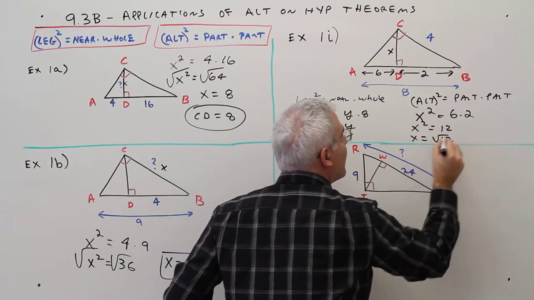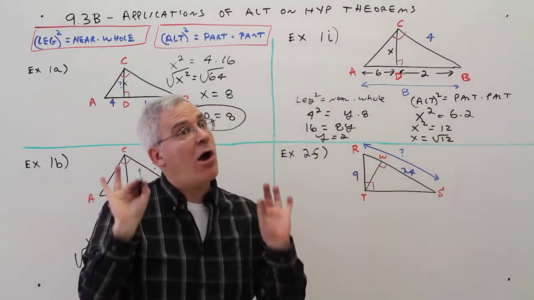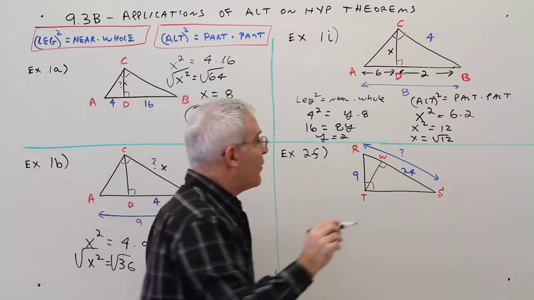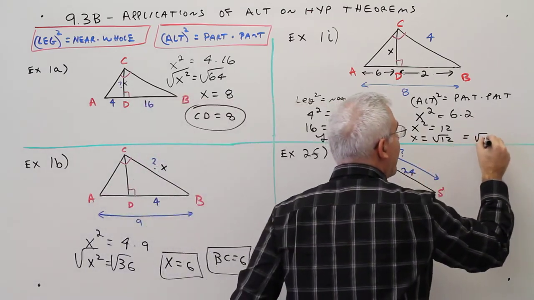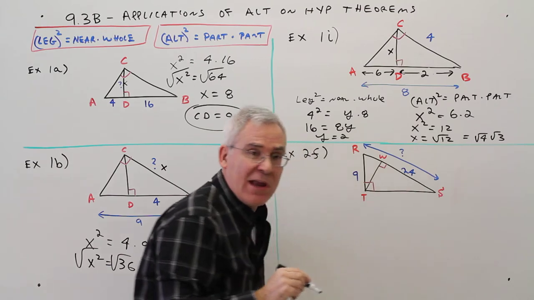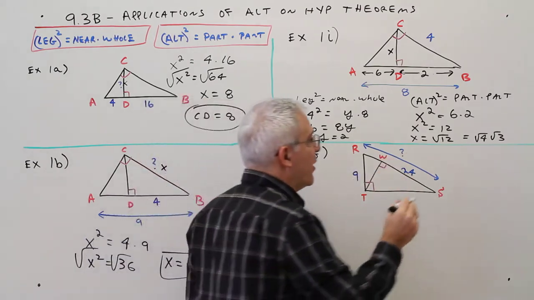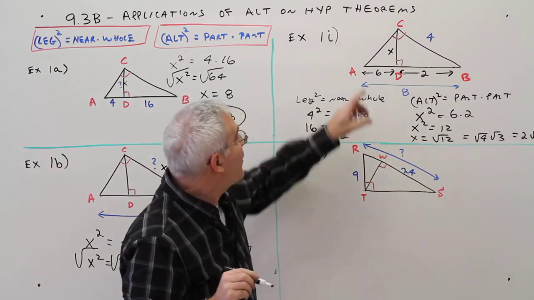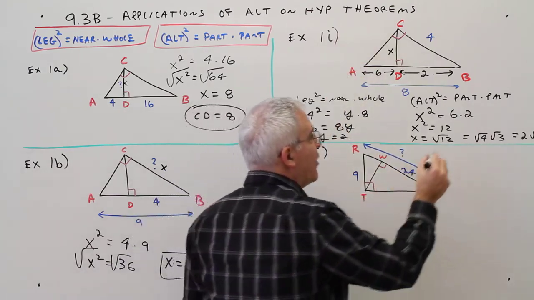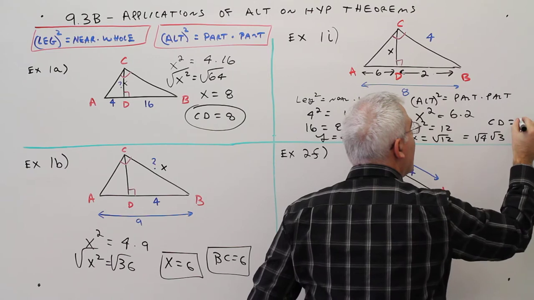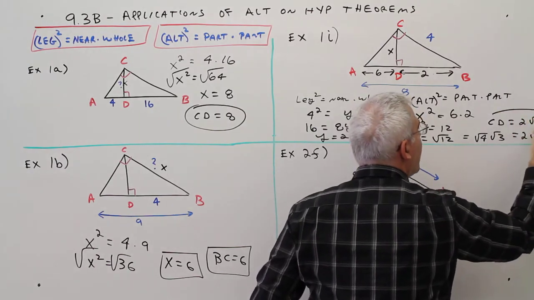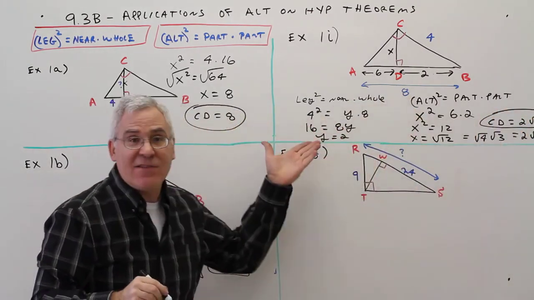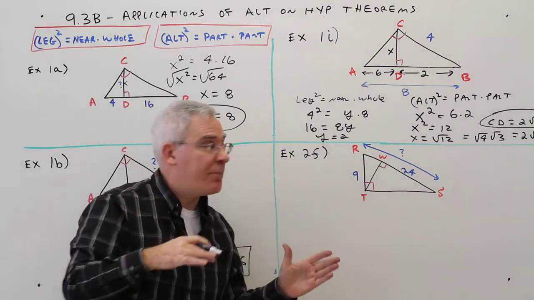X squared equals 12. X equals the square root of 12. Again, always simplified exact answers. That's the same thing as the square root of 4 times the square root of 3, which is really 2 radical 3. Again, they didn't ask for x, they asked for CD, so I'll rewrite my answer. CD equals 2 radical 3. So that's an example of where you've got to do an intermediate step.